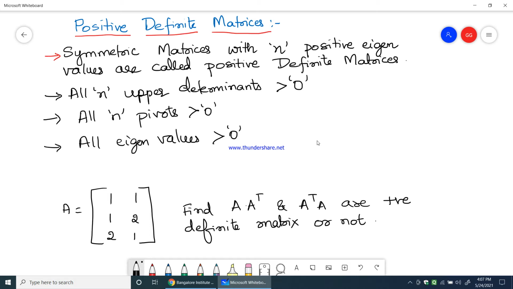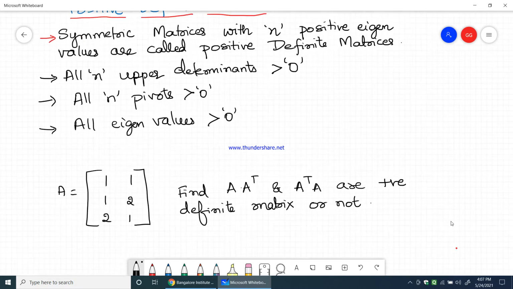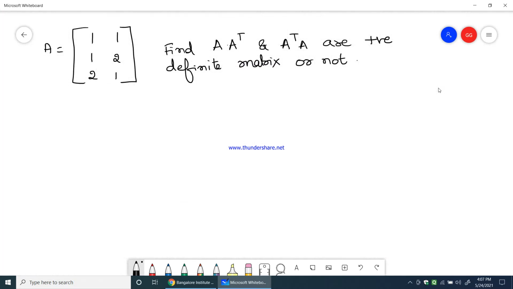Now we will have a matrix here. We have a matrix A equals [1, 1; 1, 2; 2, 1]. In this question they are asking us to find whether A into A transpose and A transpose into A are positive definite matrices or not. So we have A here, and let me write A transpose here. A transpose would be [1, 1, 2; 1, 2, 1].